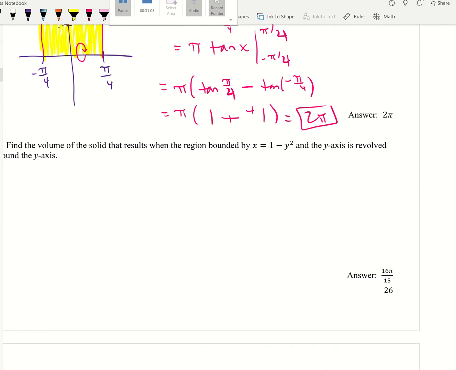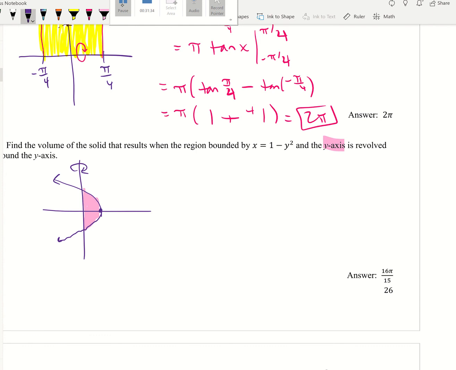Last one. I want to find the volume of the solid resulting when the region of 1 minus y squared. So 1 minus y squared, notice that's in terms of y. That's kind of interesting. 1 minus y squared is a parabola that's opening sideways like this. And this one is bound by the y-axis. So here's the region, and we're revolving this around the y-axis.